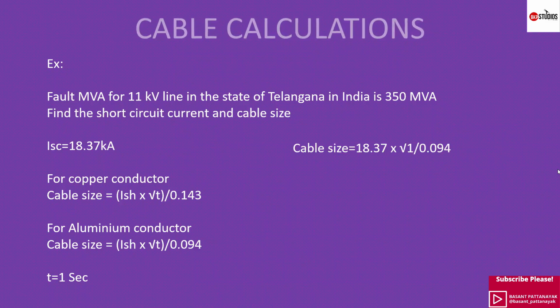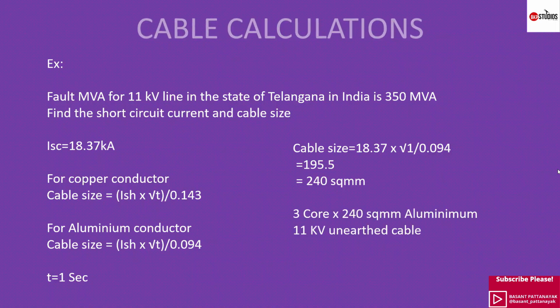The cable size equals 18.37, that is ISH, into root T, where root T is root 1, divided by 0.094. The answer is 195.5. No manufacturer is making the cable in 195.5 square mm, so we are selecting the next available size, 240 square mm. So our cable selection is 240 square mm aluminium 11 kV unearthed cable. I am preferring unearthed cable because it has more insulation.